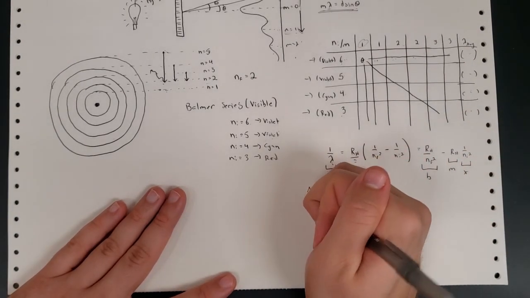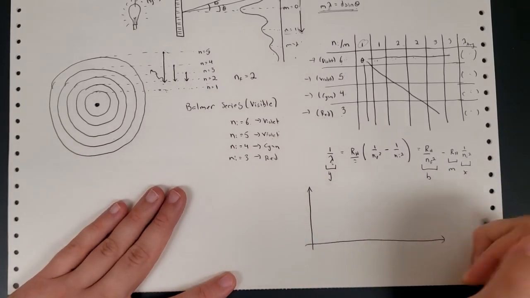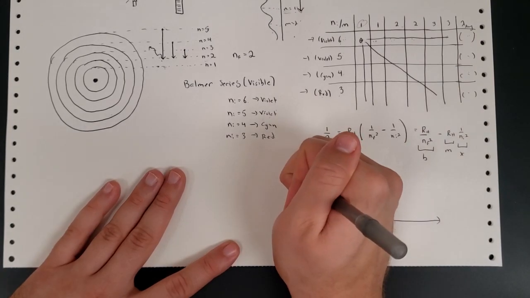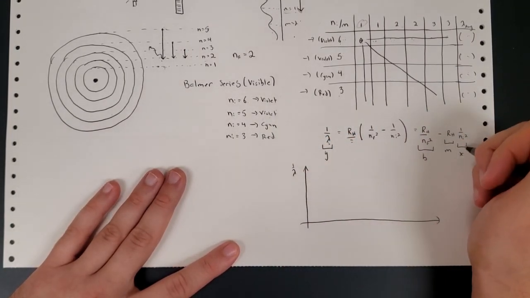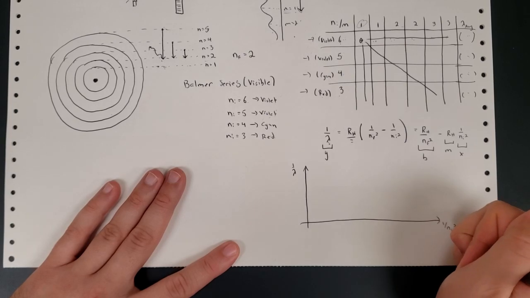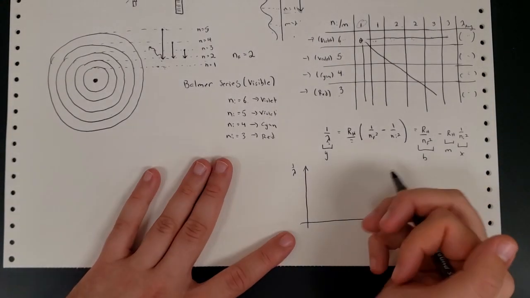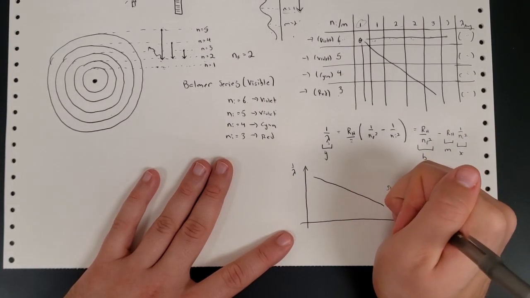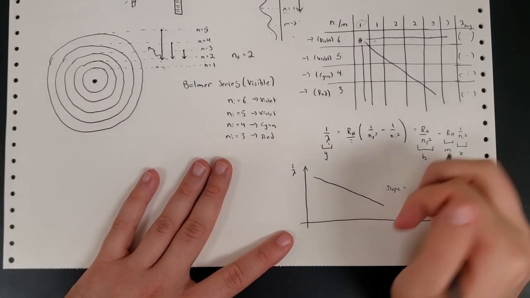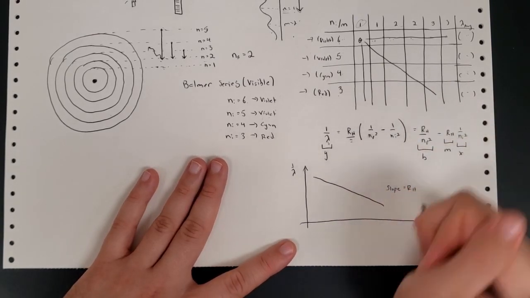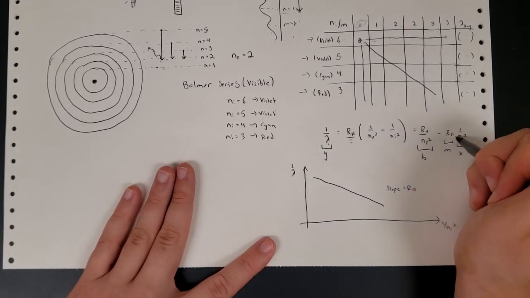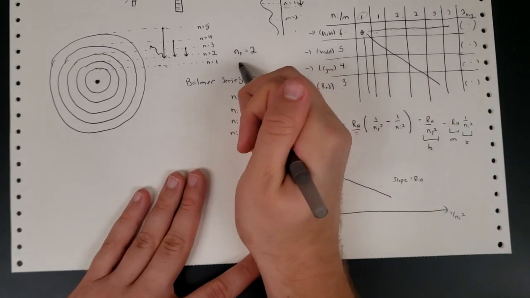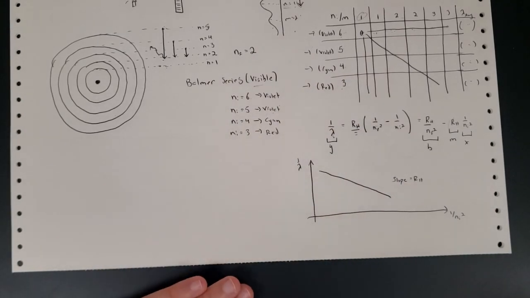All right, so let's see what this graph will look like when we graph it. On our Y, we have the 1 over lambda. On our X, we have our 1 over Ni squared. And then we can see that the slope of this line will be negative, and the slope will be equal to the Rydberg constant. All right, so just taking the slope of this will give us this number here, right? Where NF again is 2 because we're in the Balmer series, because we're in the visible range. So yeah, this is what you'll do.